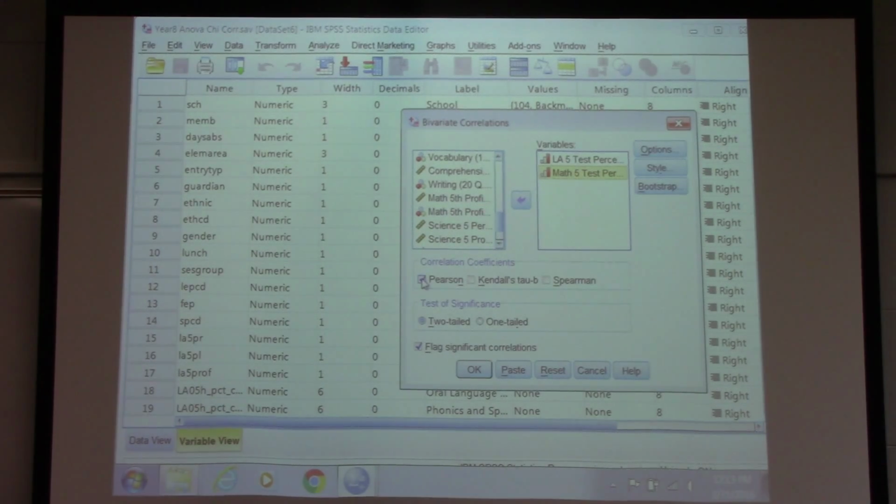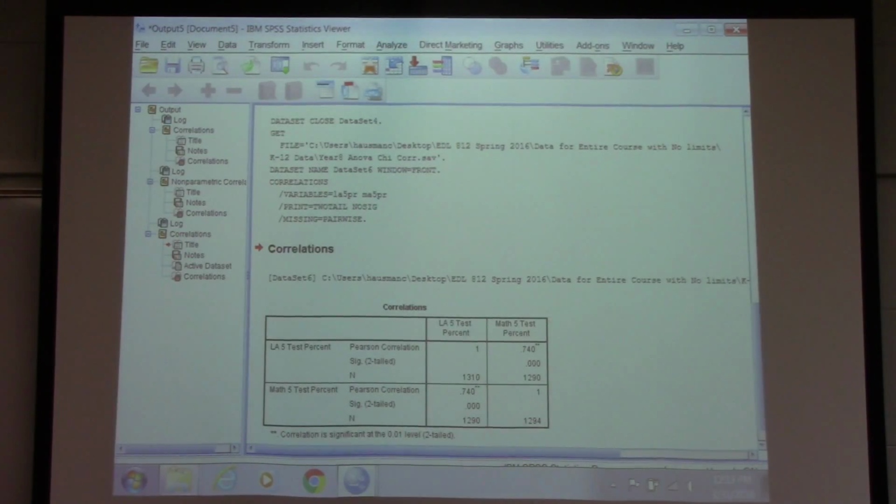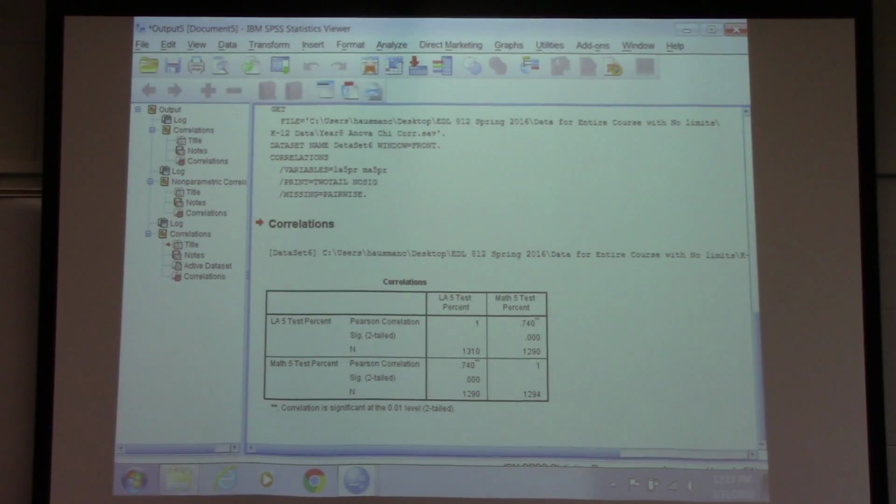And I'm going to run a Pearson. And the reason I'm going to run a Pearson is because I have 2 continuous variables. You can score 1%, 2%, 3%. You're not in just distinct categories. And I'm going to click OK. And I get this output.